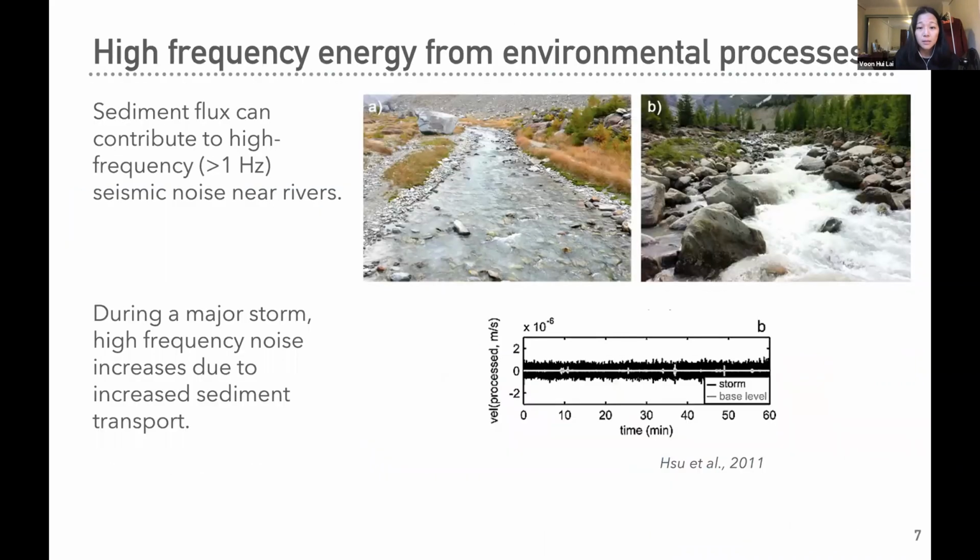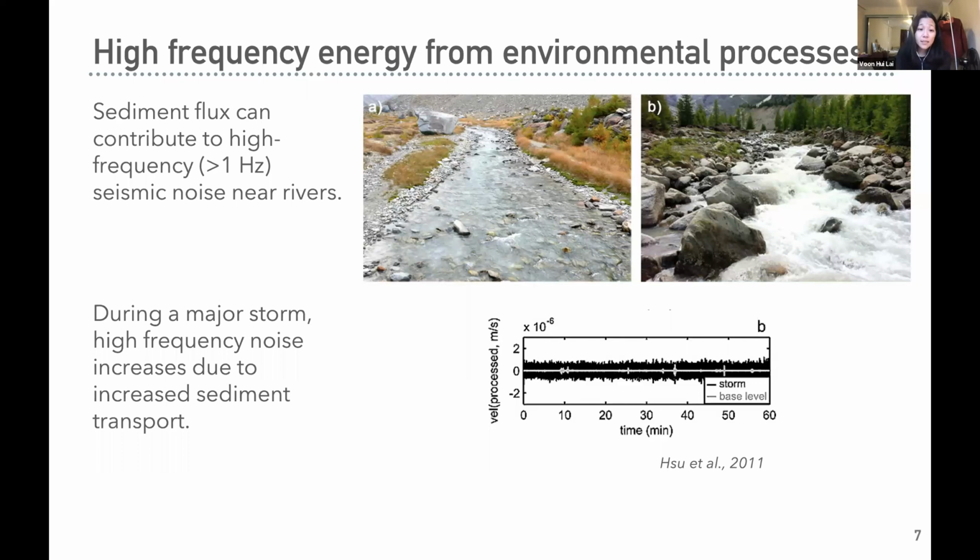The high frequency signal is not limited just to anthropogenic factors. The seismologists have also noticed that the sediment flux in rivers can contribute to this high frequency signal. And it is more apparent in this example from Taiwan, where the amplitude of the velocity increases during a major storm, shown in black, compared to the base level, which is the gray line, because there is more sediment being transported down the river.